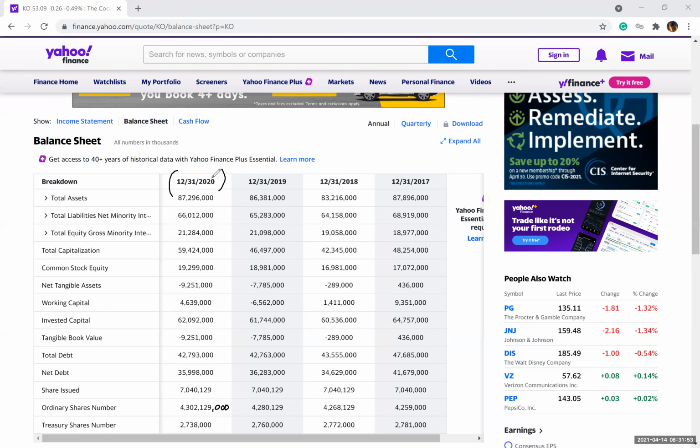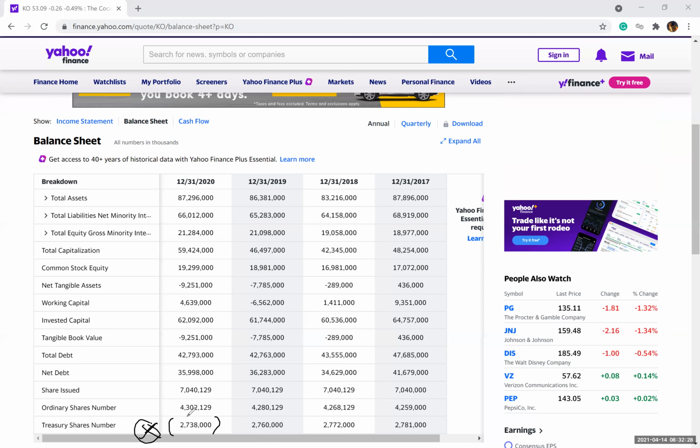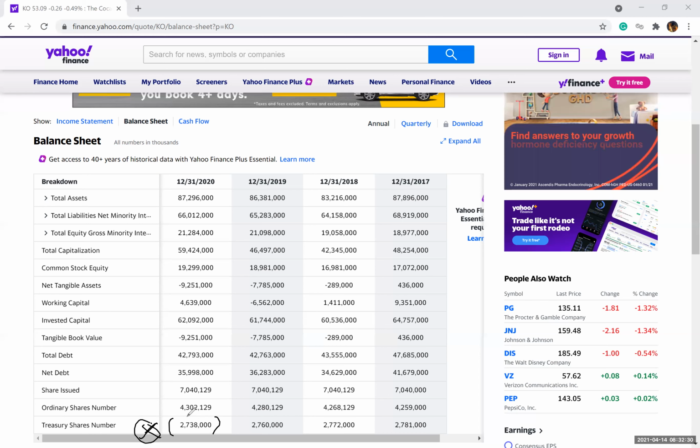This part about ordinary shares versus treasury shares, I should probably explain that a little bit. So treasury shares, these are housed in the treasury of Coca-Cola. So these are shares of Coca-Cola that Coca-Cola itself owns. So these are not out in the market. These are not available for sale. You can try to go buy them from Coca-Cola, but it's not going to happen. They're just not available for purchase. So we don't include these in our calculation of market cap.